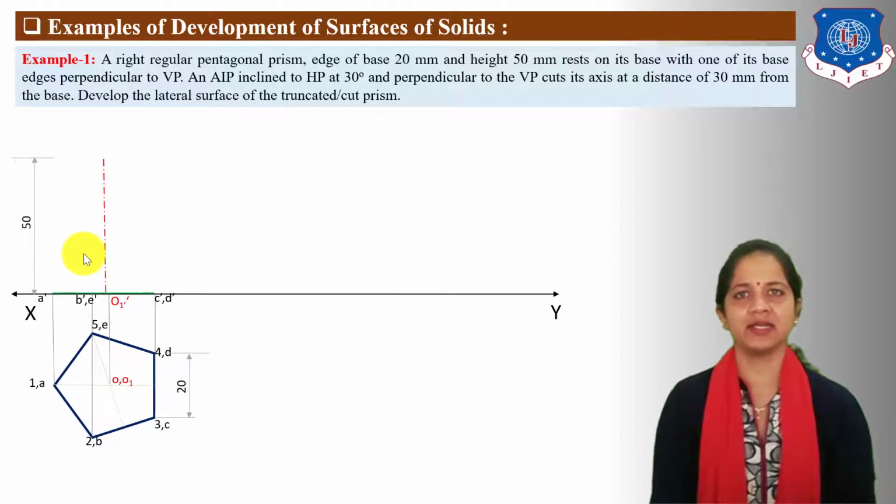Now, the front view of any prism when it rests on HP on its base is a rectangle, because the prism has rectangular faces. So next, draw the boundary edges of the front view as a rectangle.